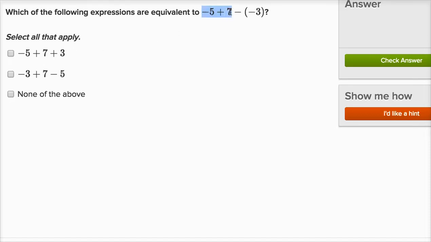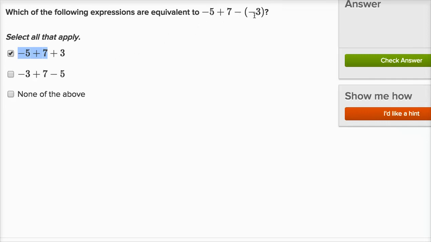And they didn't change the negative 5 plus 7. So I'll definitely select this one. Now let's look at this one. So negative 5 here, they're subtracting a 5. So that seems reasonable. Adding 7, they're adding 7.